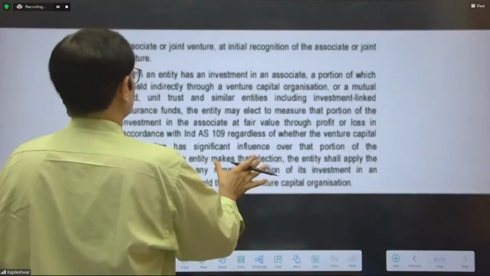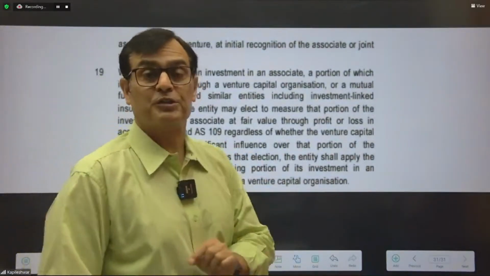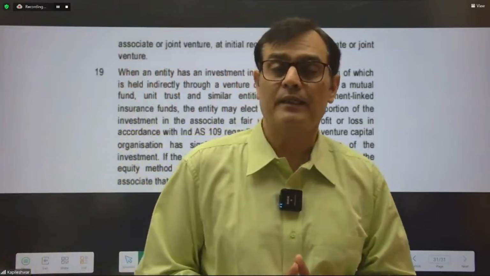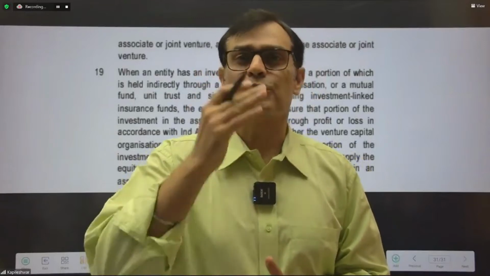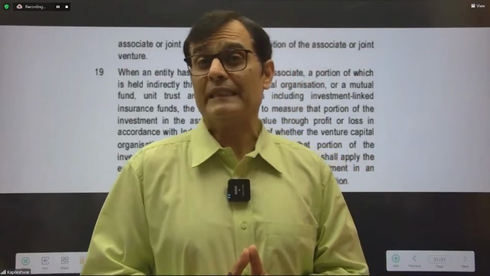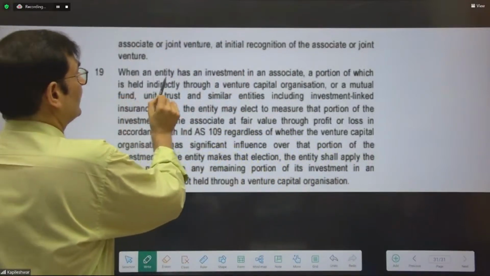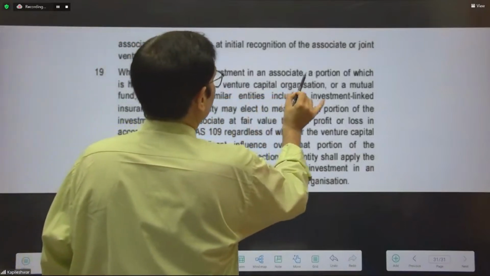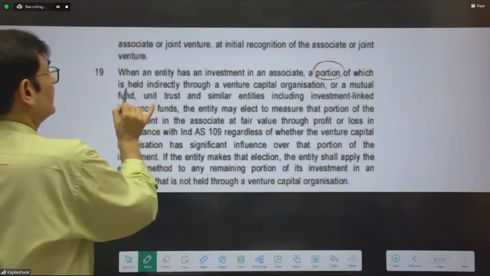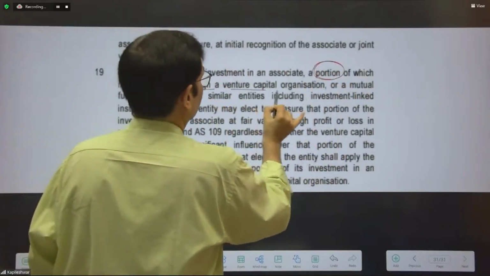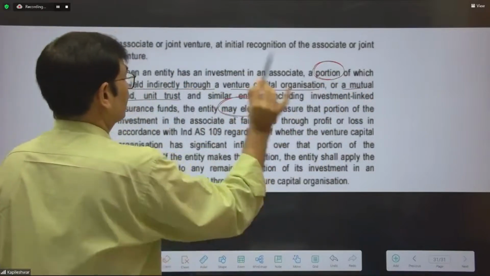Now let's have a look at what is stated in terms of para number 19, which is a very interesting para, because one of the questions came in RTP on this area, on para number 19, and that is a question in the education material, which also came in RTP. I think it was 2019, if I rightly remember. It says when an entity has an investment in an associate, a portion of which is held indirectly through a venture capital organization, a mutual fund, a unit trust, etc., it may elect.